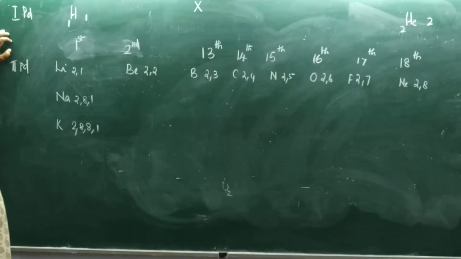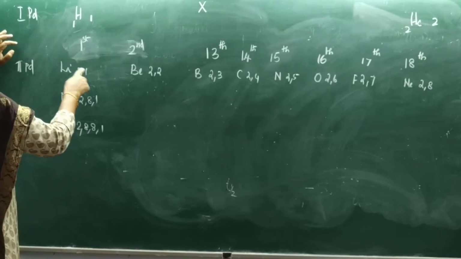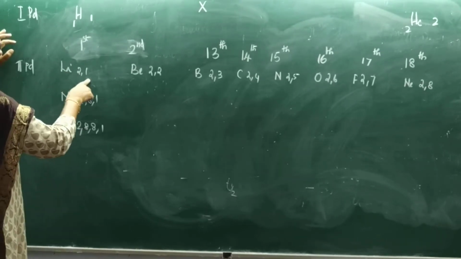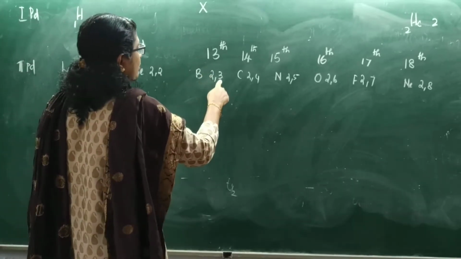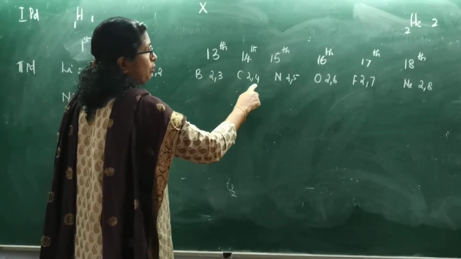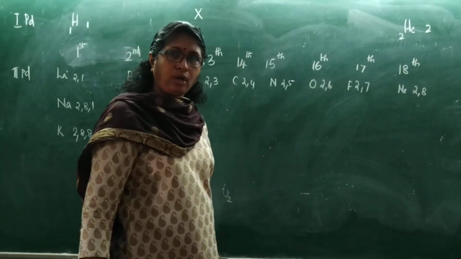Now the second period comes. In the second period, the first element is lithium. The second orbit starts to fill, 2 1. Then beryllium 2 2. The 13th group 2 3. 14th group 2 4. So 1 electron is being added in the last orbit.